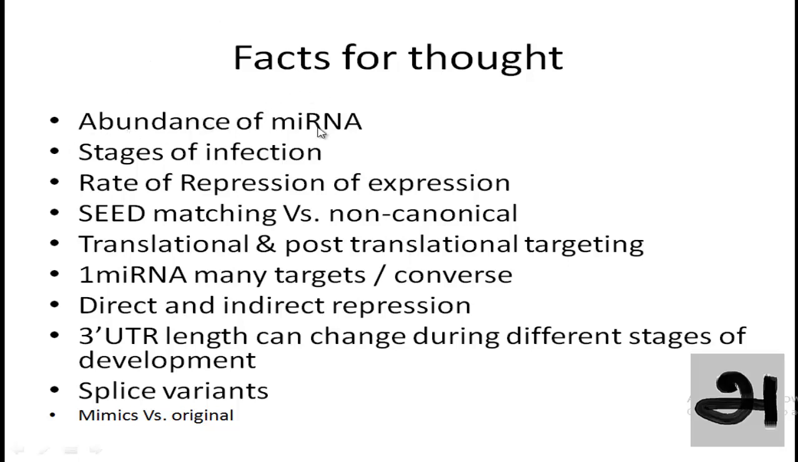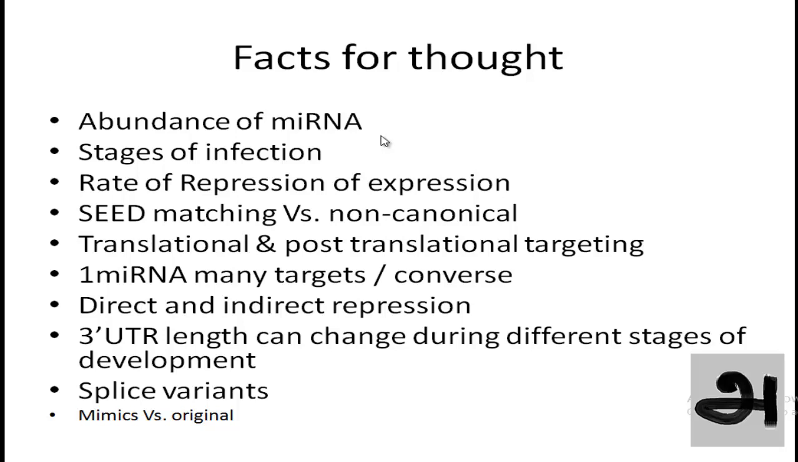The first one is the abundance of microRNA. There are a number of microRNAs present in a cell. The copy number also varies. And the stages of infection. This is important in viral infection. microRNA regulates the viral protein expression. So the presence and absence of microRNA in a particular cell can initiate or suppress the infectious cycle of a particular virus. Rate of repression of expression.